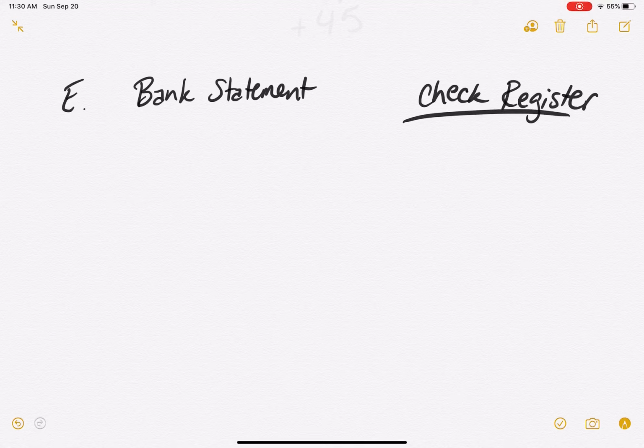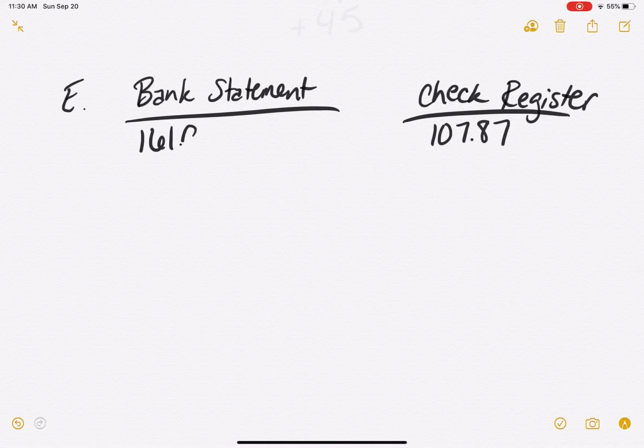Okay? All right, so going vertically. It says on January 30th, your check register balance, and that's the first thing we're going to have, is $107.87. And your bank statement balance was $161.96. So we can see right here, there is a discrepancy already of about $50. So let's see where that discrepancy was.